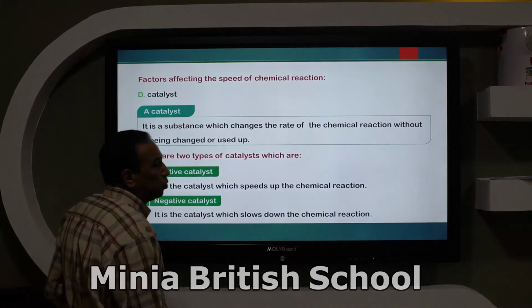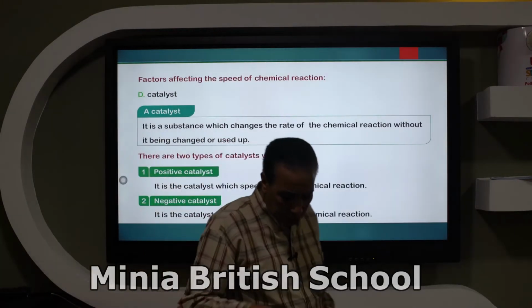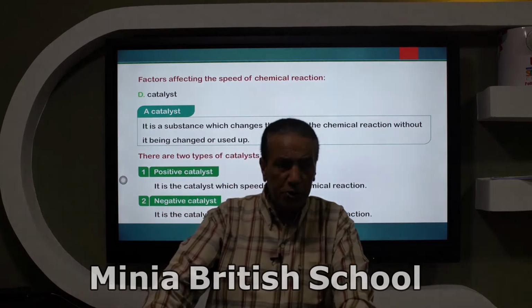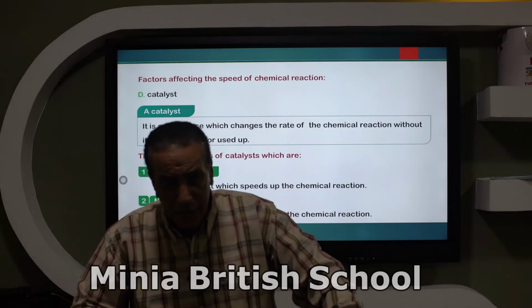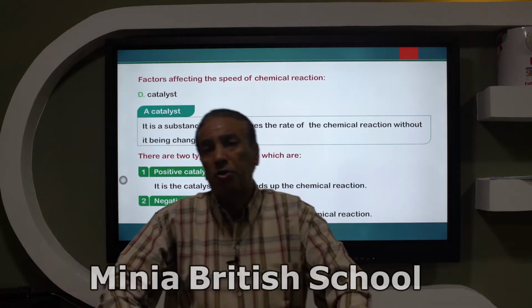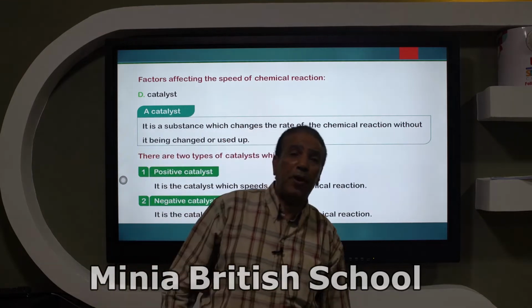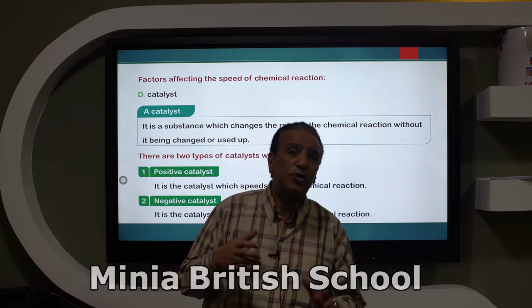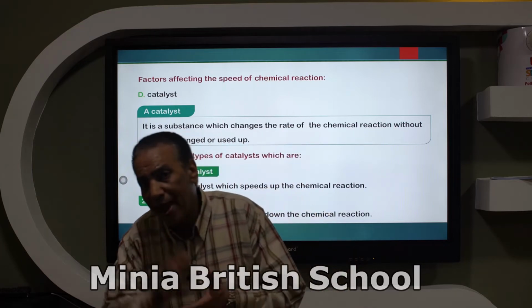This is why we have to put the food in the refrigerator to protect it from spoiling, because we're just reducing or stopping the reaction of the food by decreasing the temperature of the reactant molecules. That means temperature is a very important factor affecting the speed of the chemical reaction.